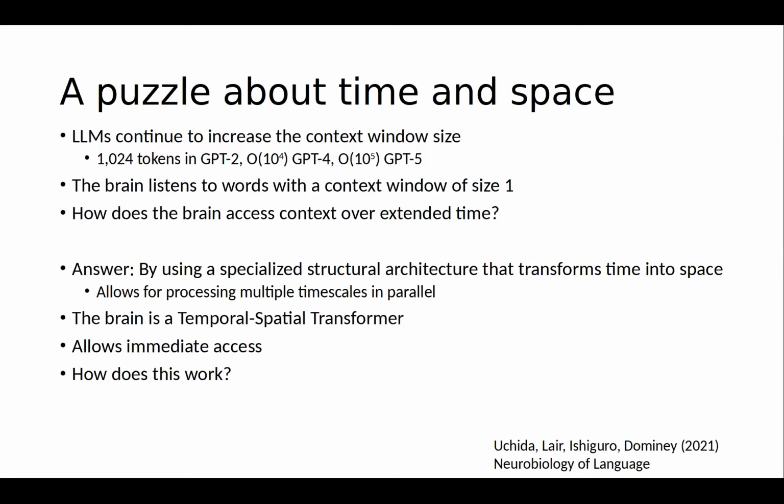The answer to how we have access over extended time is by using a specialized architecture that transforms time into space. This allows for processing of multiple timescales in parallel. I'll try to convince you that the brain is a form of temporal to spatial transformer. It takes a sequential temporal input and transforms it into a spatial representation. So this allows immediate access, but how does it work?